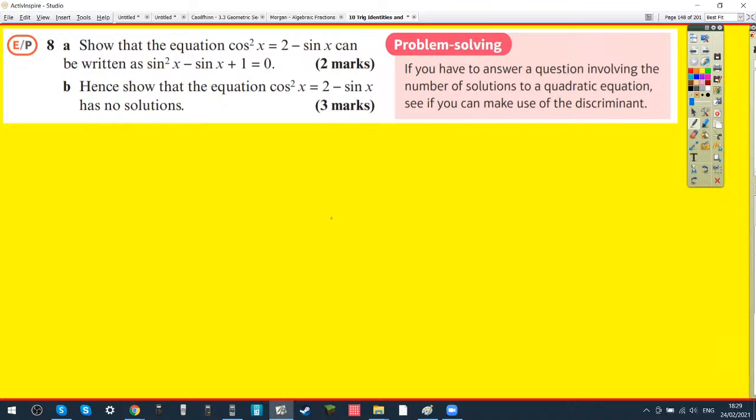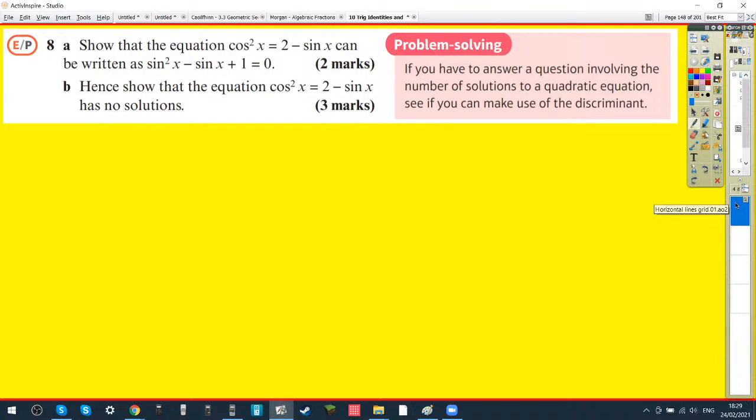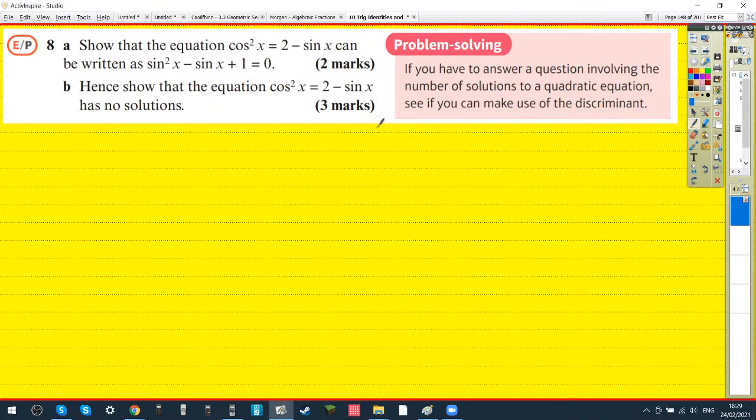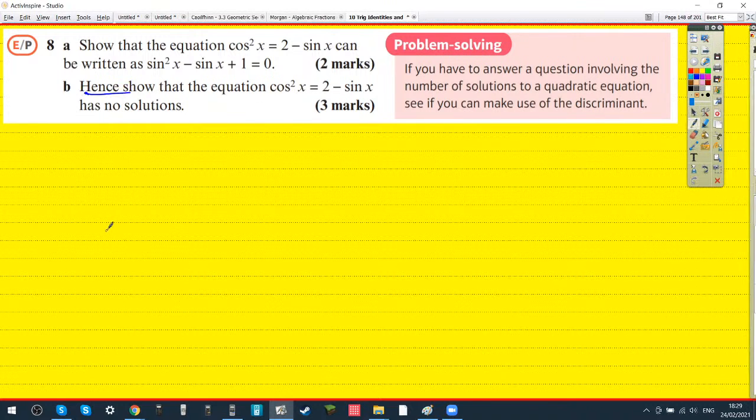Show that it can be written like that. Okay, let's skip to part B. And we can use what they tell us in part A. Okay.